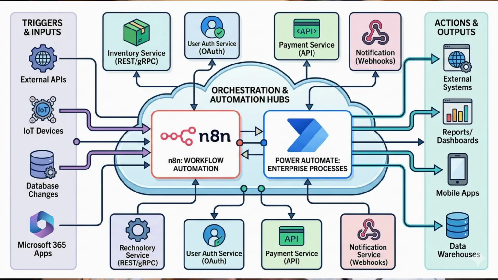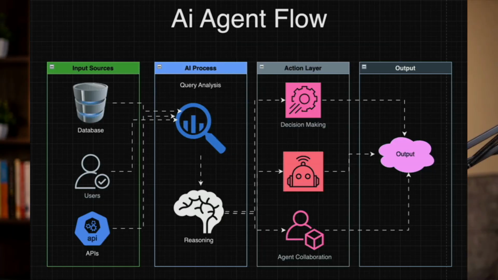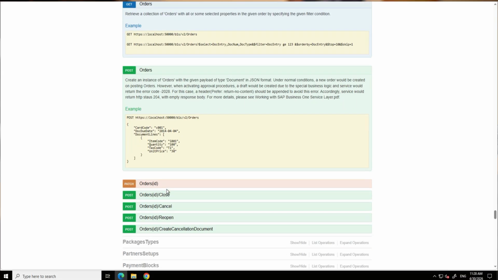From an automation perspective, Service Layer integrates well with tools like N8N, Power Automate, and custom microservices. You can design workflows where events in one system trigger actions in SAP. For example, a payment received via bank can trigger an API call. The system verifies the payment and automatically creates an incoming payment in SAP. It updates the customer balance. This creates a seamless connection between financial systems and ERP.